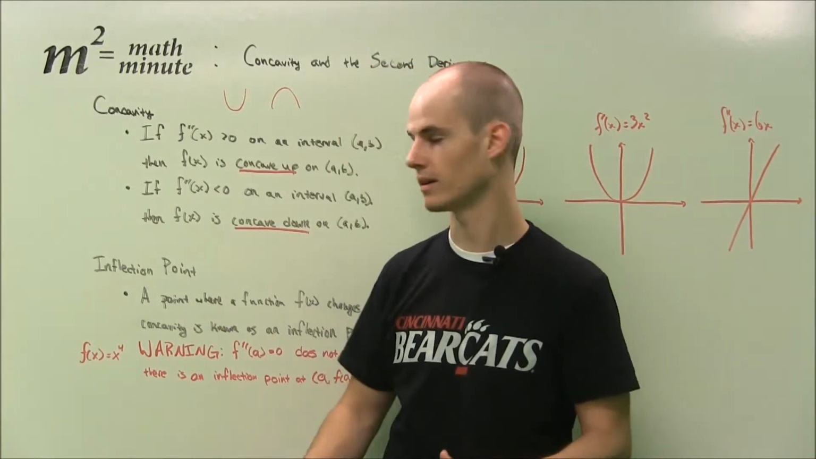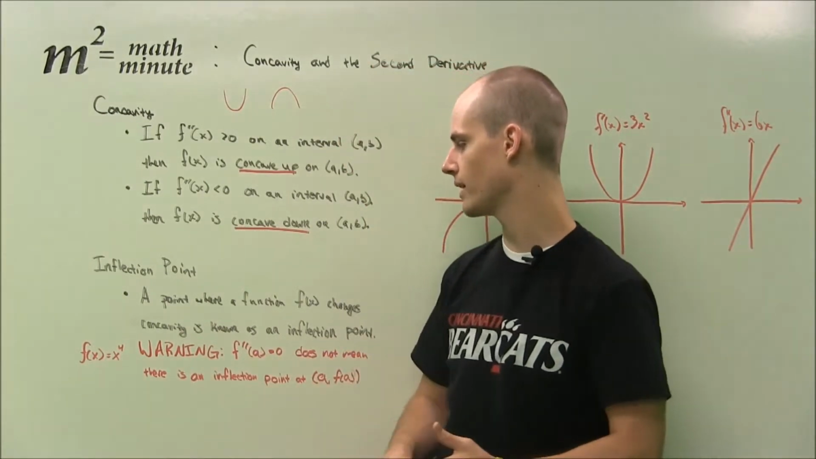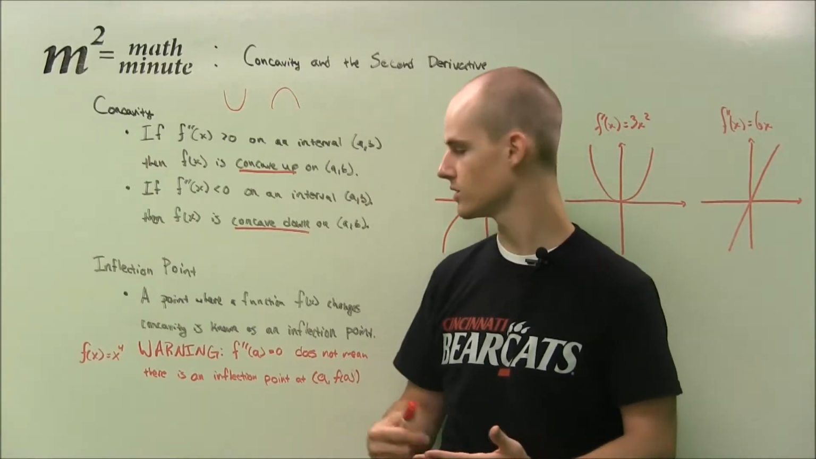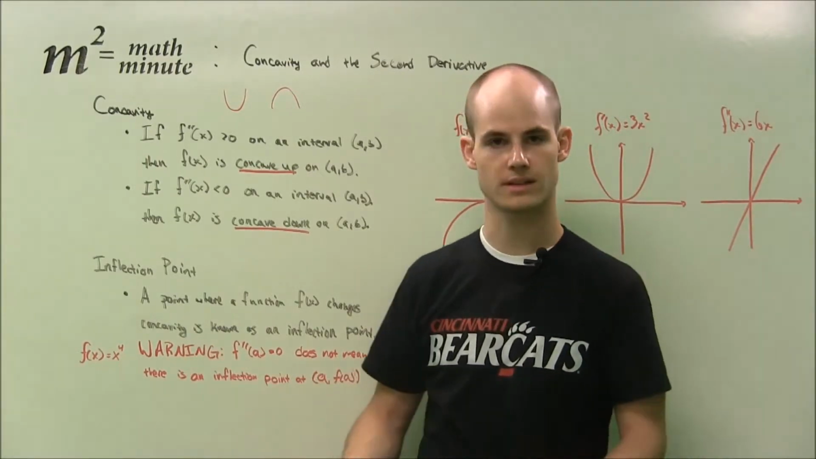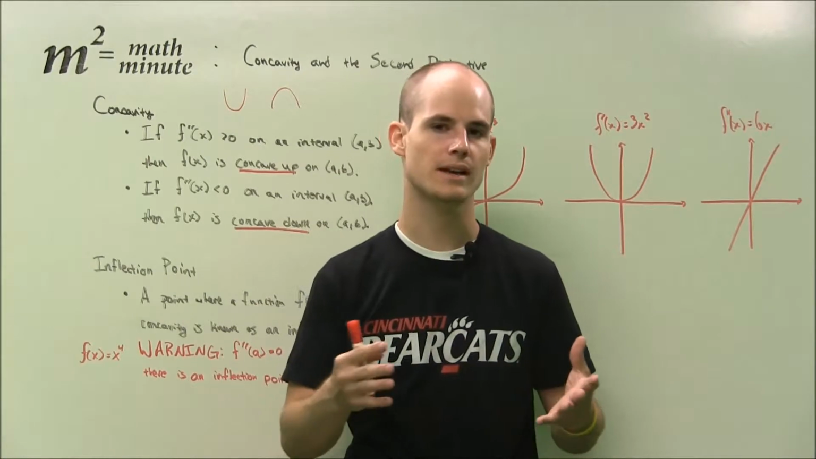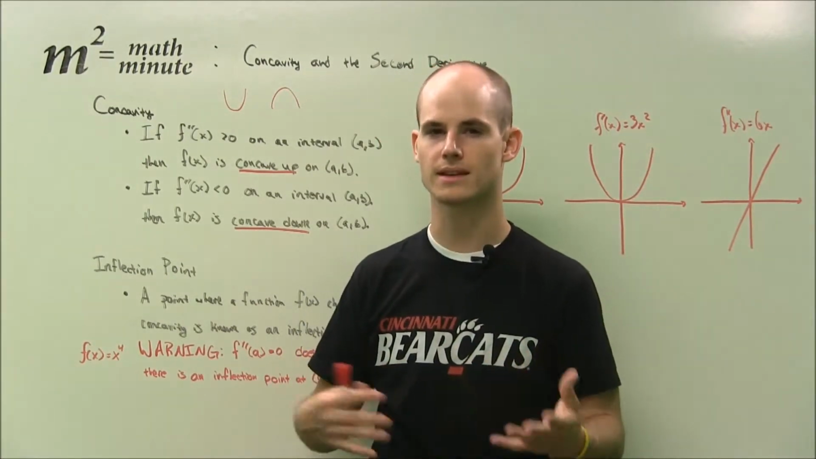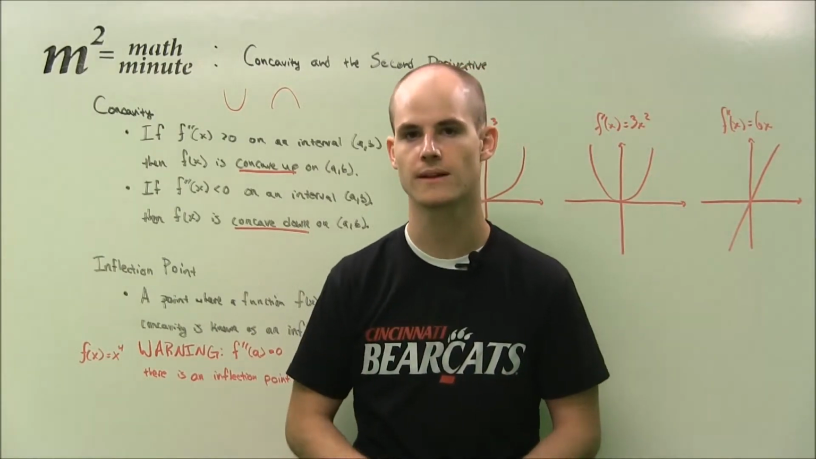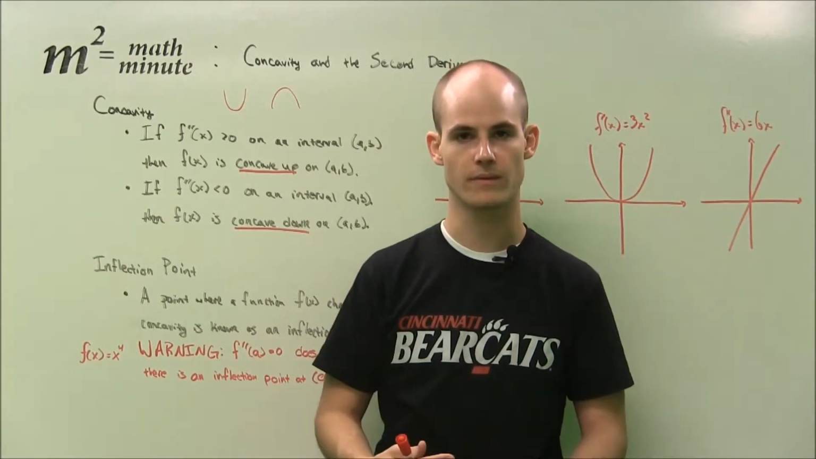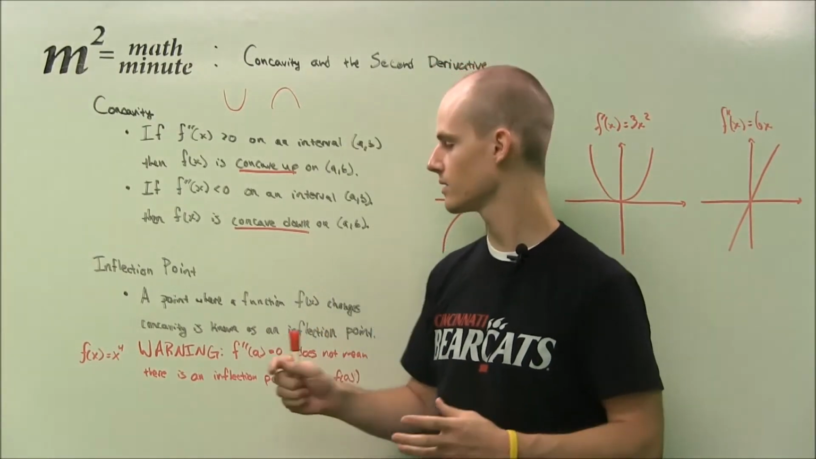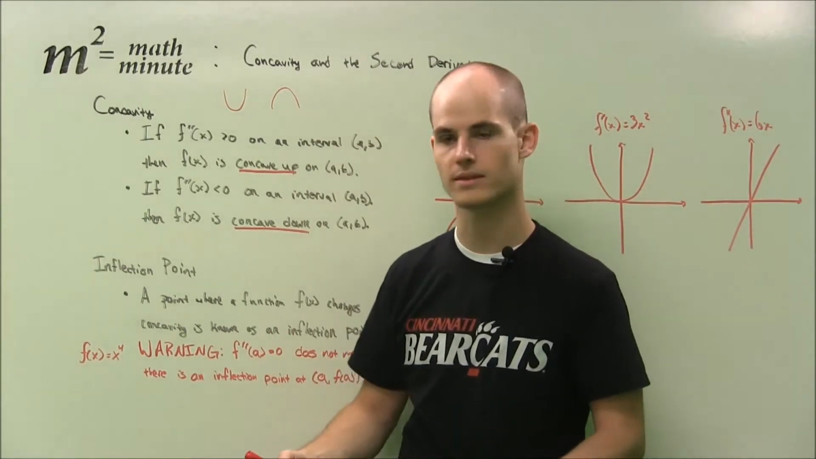Now this is really important. An inflection point is a point where a function f of x changes concavity. This is known as an inflection point. Now this is probably similar to, I want to say, a critical point. You're probably thinking the same thing, but just with the second derivative. Well, as you know with the first derivative, there are actually specific examples where this won't work every time.